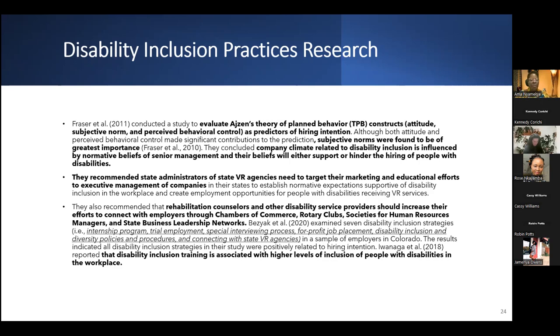All right. So there was a study done on the theory of planned behavior. The construct consists of attitude, subjective norm, and perceived behavior control as predictors of hiring intention. And it says, although both attitude and perceived behavior control make significant contributions to the prediction, subjective norms were found to be of greatest importance. So they concluded that company climate related to disability inclusion is influenced by normative beliefs. So it's saying the same thing. It would be kind of redundant with this. Let me go back.